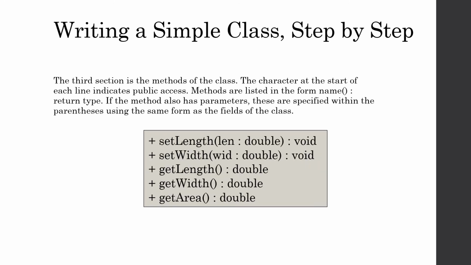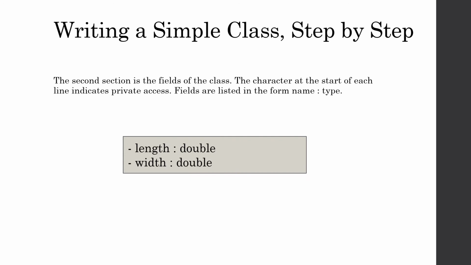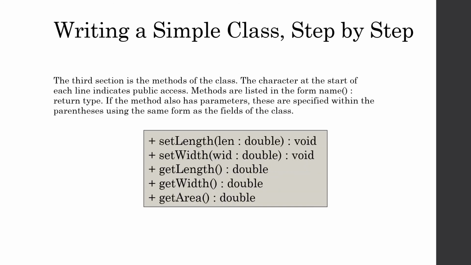And then finally, in the third section, we have the different methods of the class. The character at the start of each line here is this plus sign, which indicates public access. So this tells us that set length, set width, get width, and get area are all public. This makes sense. We want all of our fields to be private and all of our methods to be public in order to adhere to proper data hiding.